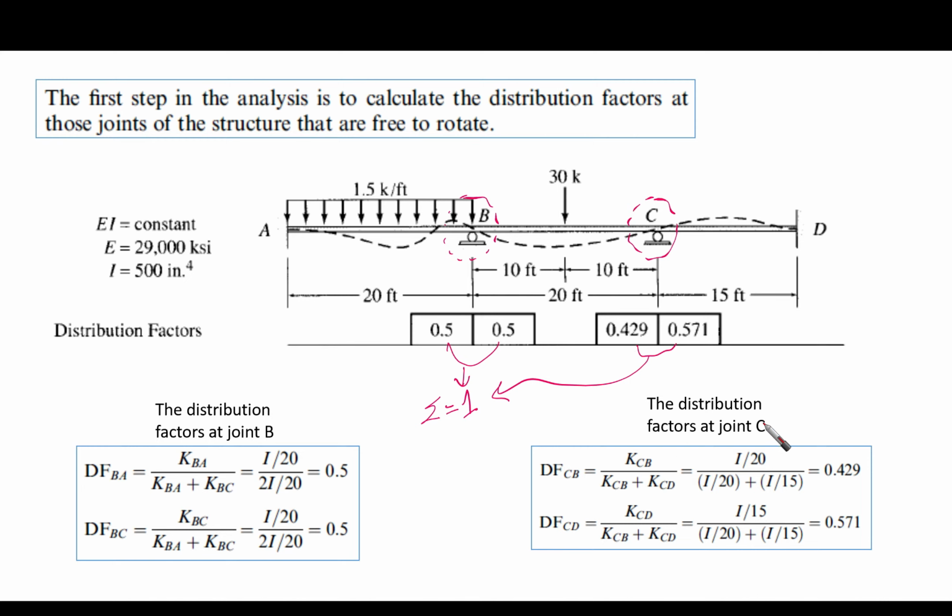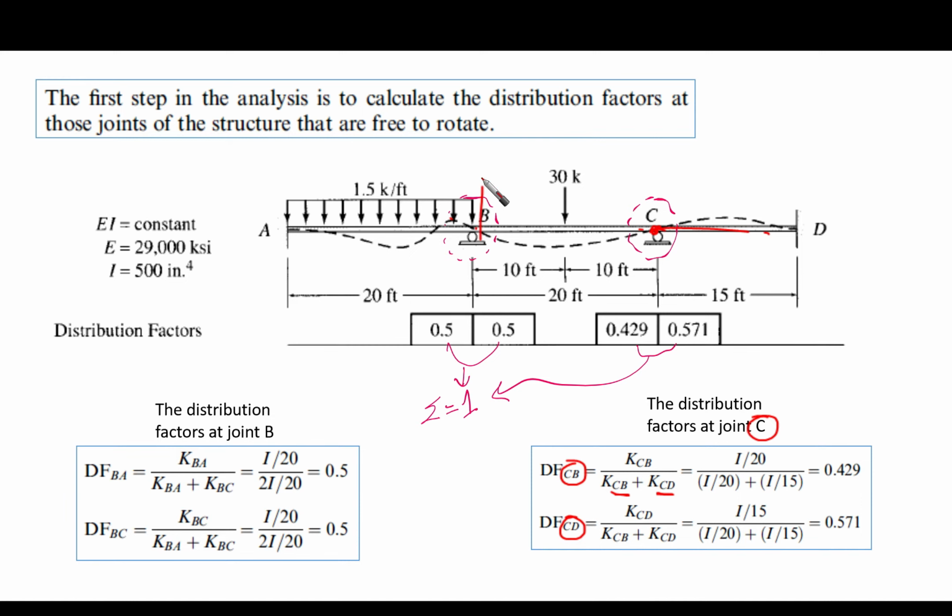So for the distribution factor for point C, we're going to start with CB. First, at point C, how many members are framing into it? We have CD and we have CB, right? So we have two distribution factors, CB and CD. Now for CB, we're going to have KCB over the two of them, KCB plus KCD.